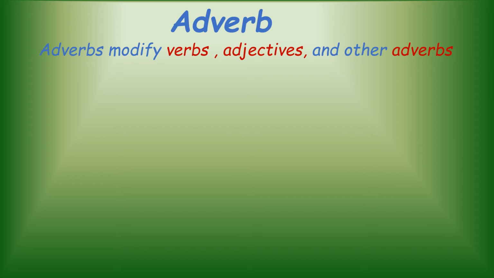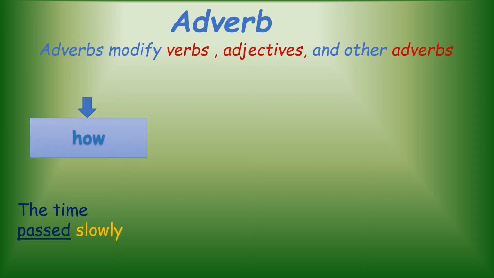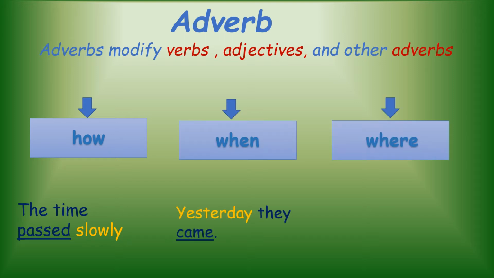The second kind of modifiers is adverb. Adverbs modify verbs, adjectives, and other adverbs. Adverbs answer three questions. How the action happens, like slowly. When the action happens, like yesterday. And where the action happens, like here or there.